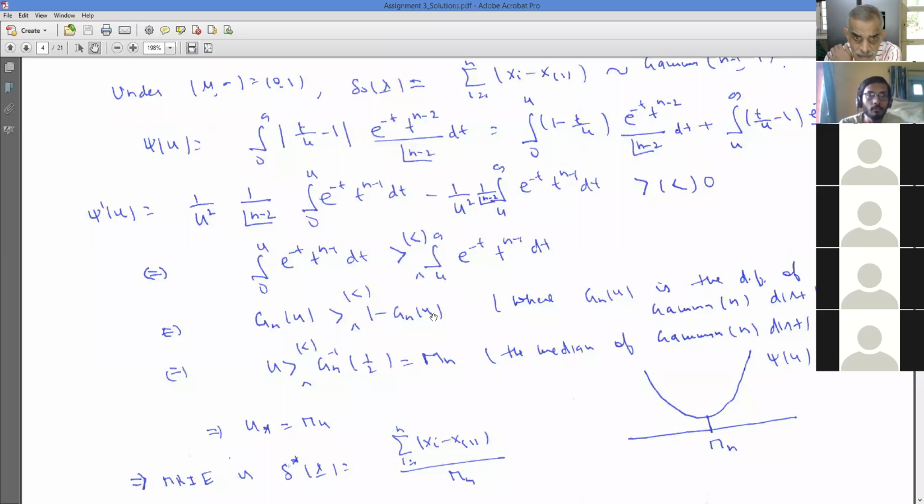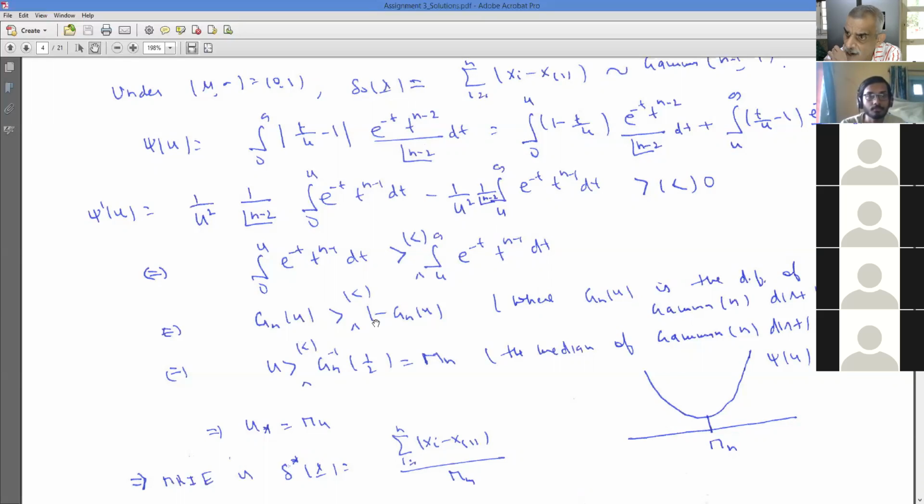And what does this become? Greater than or less than? I have divided both sides by gamma n, so it is a PDF of a gamma n. So it is 1 minus G n of u, greater than or less than, where G n is the distribution function of the gamma n distribution. What does that mean?